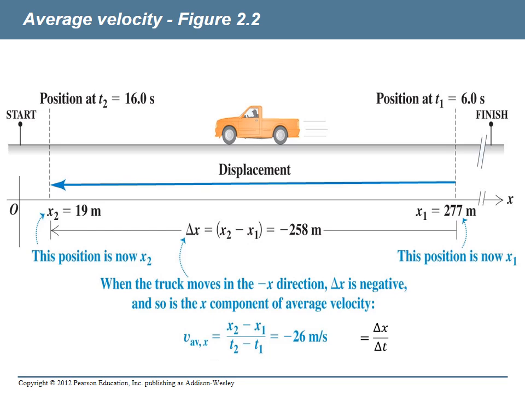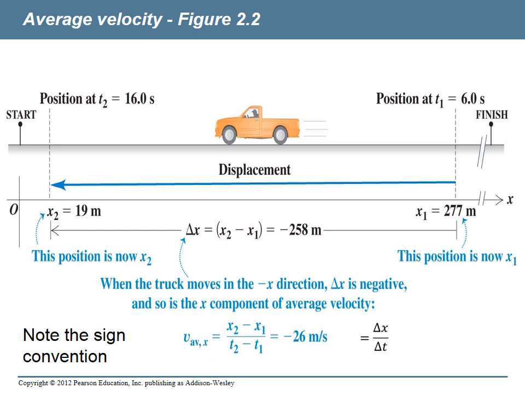We have denoted that the positive direction is to the right of the start line. And since the truck is moving towards the left, it is moving in the opposite of the positive direction, which would be the negative direction. So that's why we end up with a negative 26 meters per second instead of a positive 26 meters per second. This is dictated by how we set up our coordinate system. If I were to call to the left positive, then the truck would have had a positive displacement or a positive velocity of 26 meters per second.